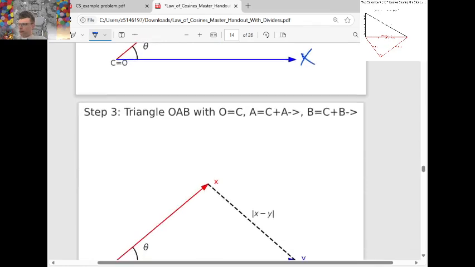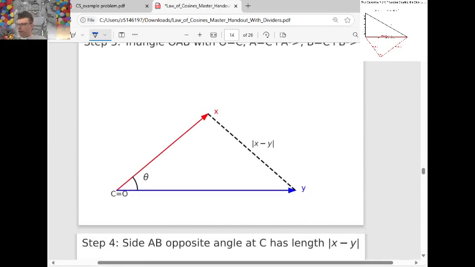Now, there's our triangle. And that's x minus y. That's y, that's x, and let's just say that's y minus x. But it's the same thing. The absolute value of y minus x and the absolute value of x minus y is the same because it's just the distance. That's why you've got the absolute value signs. That just shows you the distance. Okay. Now, what have we got so far?